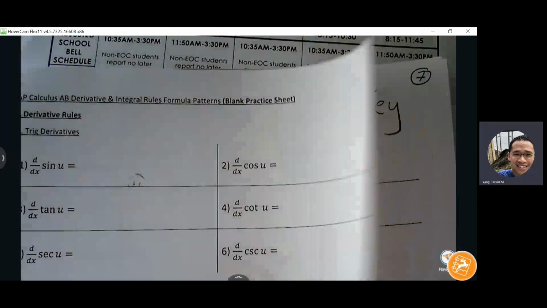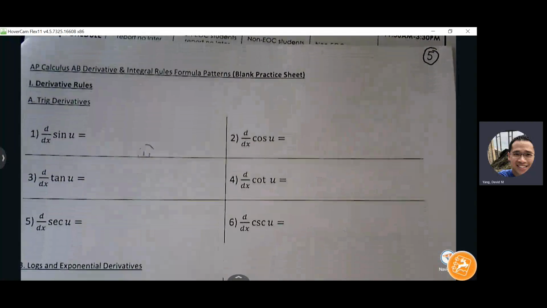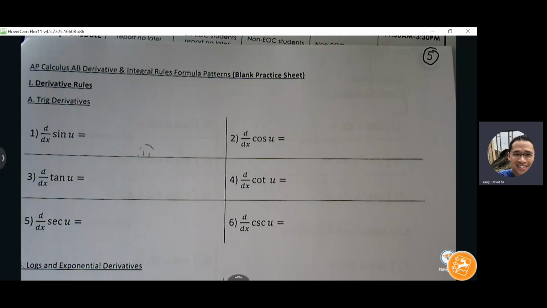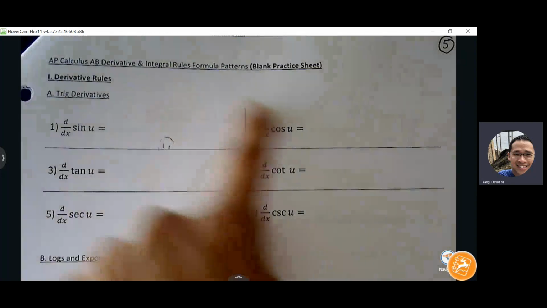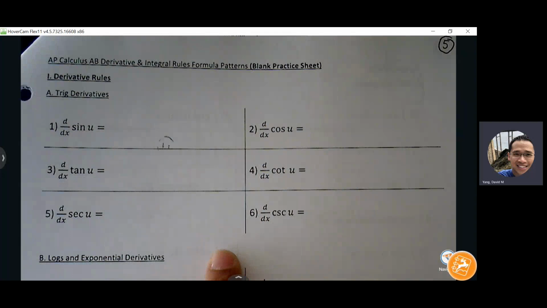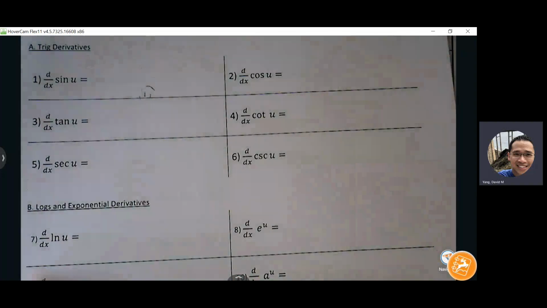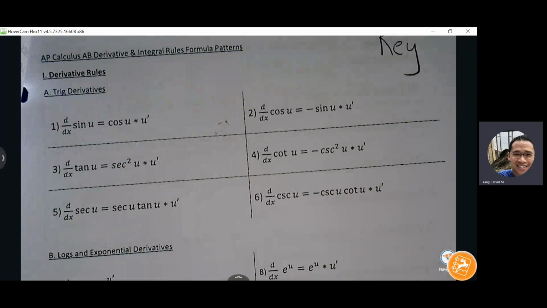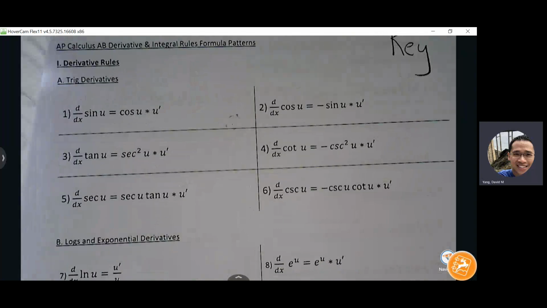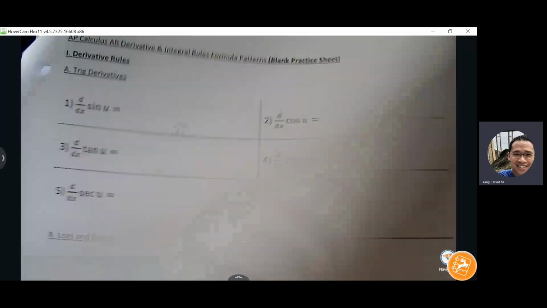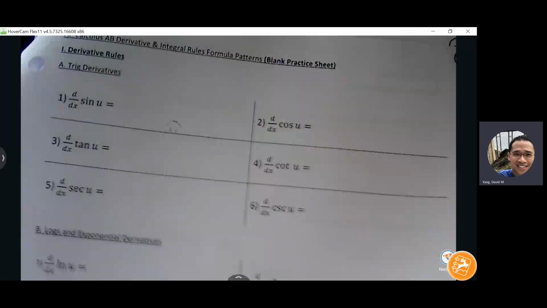And then on pages 5 through 8, I wanted to provide a way for students to practice memorizing their derivative and integral rules in a structured way. I put all the similar formulas together so you can see some patterns. On pages 7 and 8, I have the keys for each of these rules. These are all the derivative and integral rules. Chances are you're not going to see all of them show up on the AP exam.